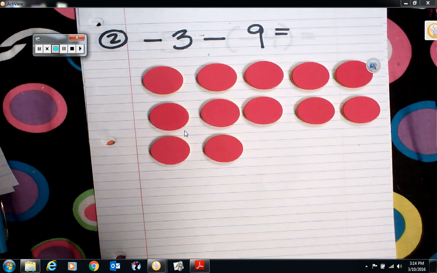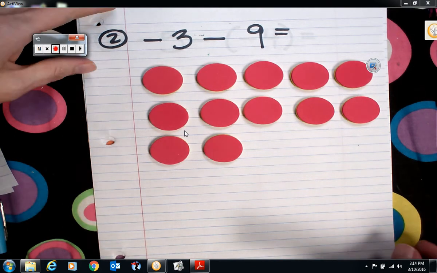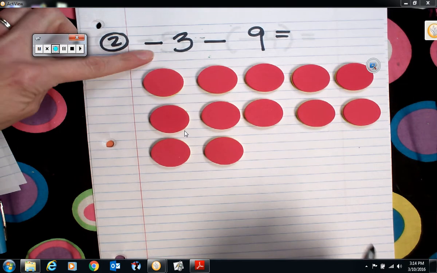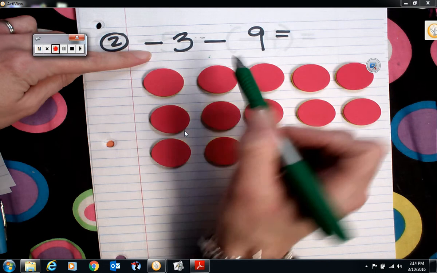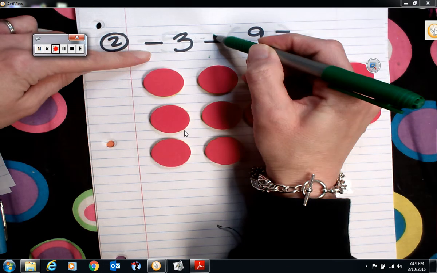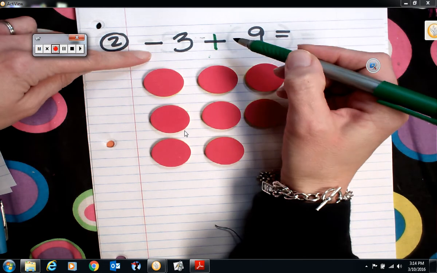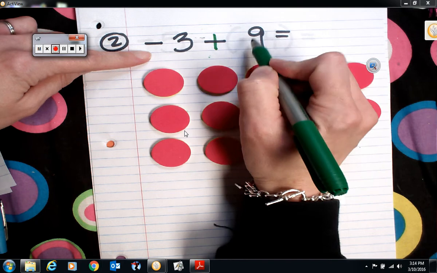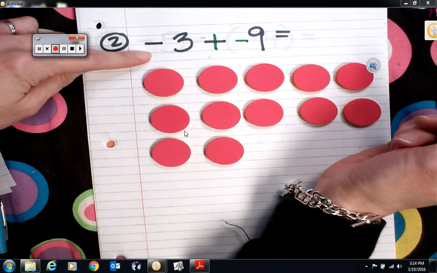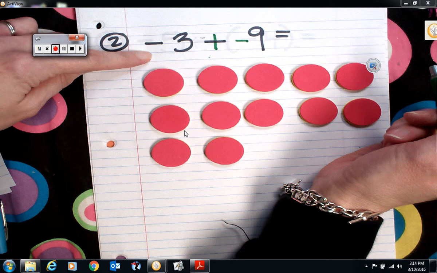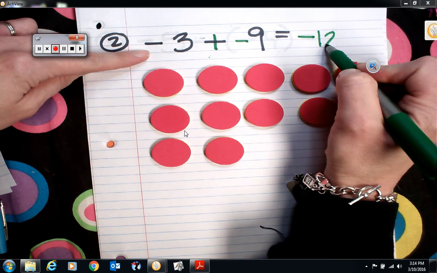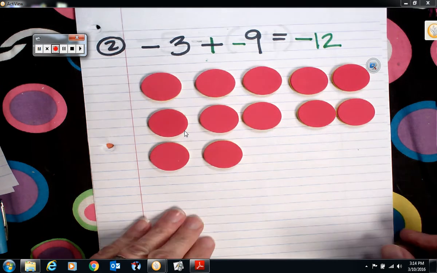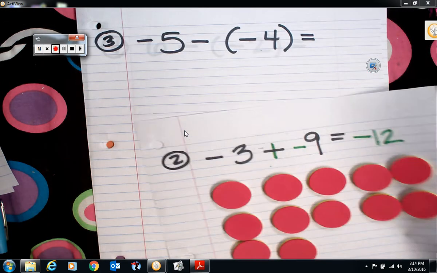Let's use our pattern rule that we found and try that. So I start with negative 3. I'm going to leave that first integer alone. Instead of subtracting, I'm going to change this to an addition sign. And I'm going to add the opposite. The opposite of 9 is negative 9. So negative 3 plus negative 9 is actually negative 12. So it works. Let's try another one.